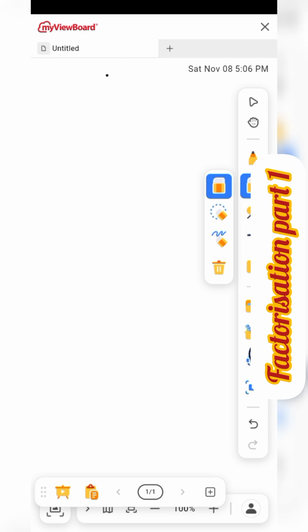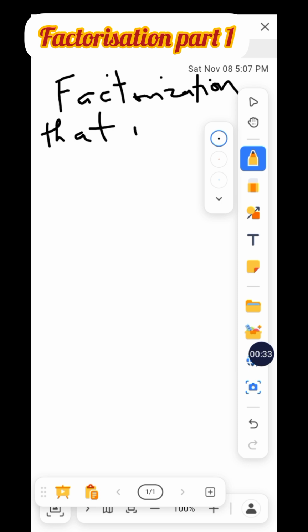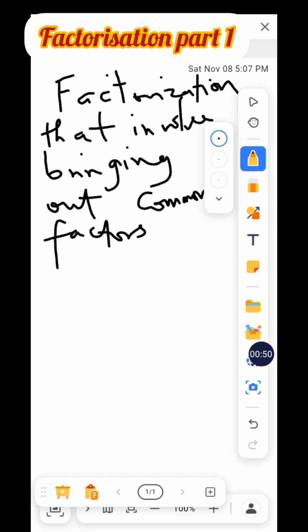So, this afternoon, we are going to be learning about the concept of factorization. Factorization is a concept in mathematics that involves bringing out common factors. Okay, we all know about HCF.